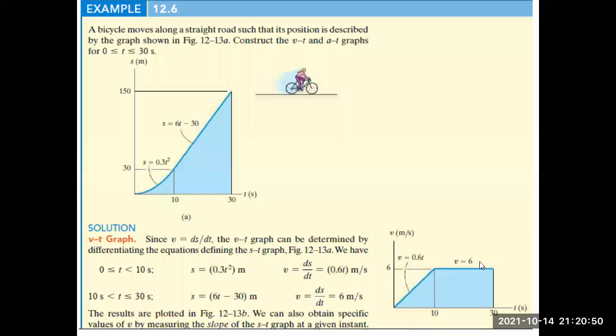Does it belong to this side or to this side, the left side or the right side? At 10. Oh, it is common between both.